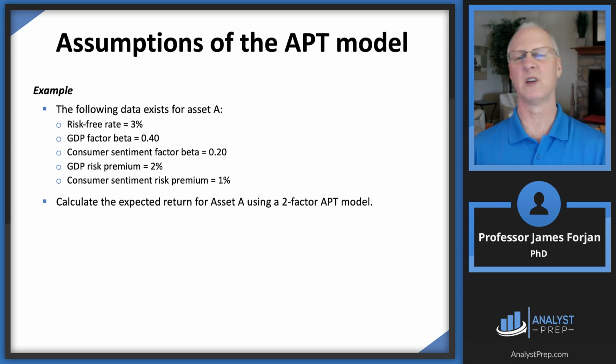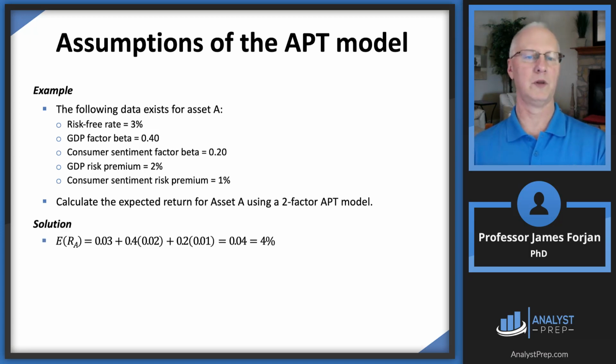So let's take just a quick example here. We've got a risk-free rate, we've got some factor betas and a risk premium. So go ahead and compute this expected return on asset A. And so we'll just do some simple math there and we get 4%.